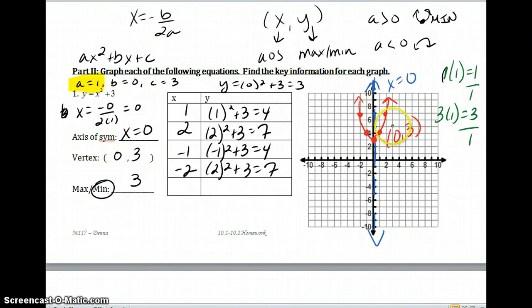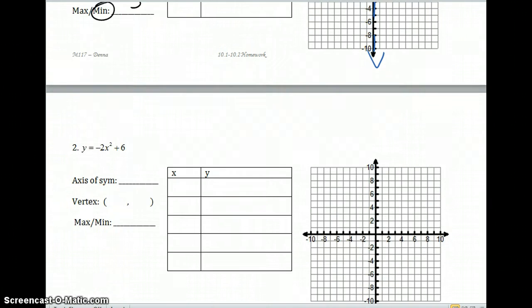So starting at the vertex, this very first set tells us 1 over 1. So I'm going to go up 1, left and right 1. Then up 3, left and right 1. Notice I have the same exact parabola regardless of which way I chose. All right, let's go down to the next example.